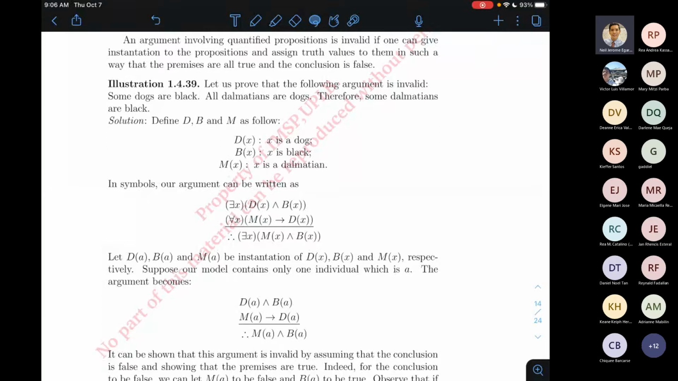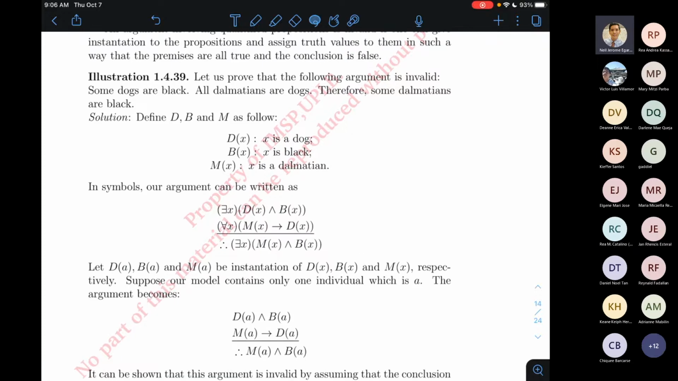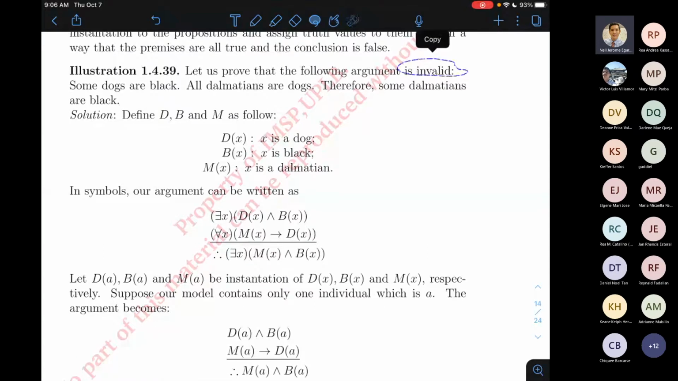Pagka valid siya sa one element model, kunwari yung universe natin may dalawang elements and let's see what will happen. Okay. Now, let's try to illustrate what I am describing. Look at example 39. So here we were specifically told that the argument is invalid. Kailangan natin ng proof of invalidity.